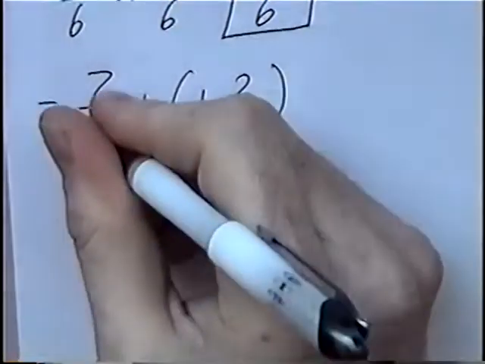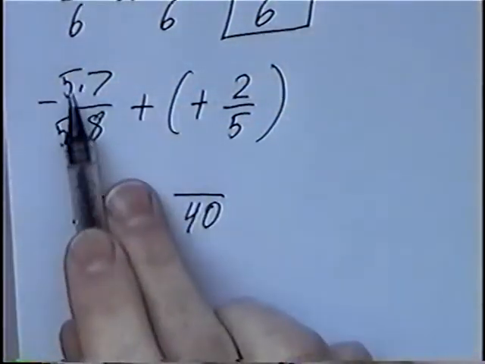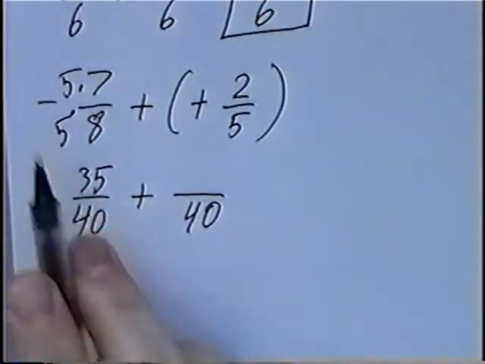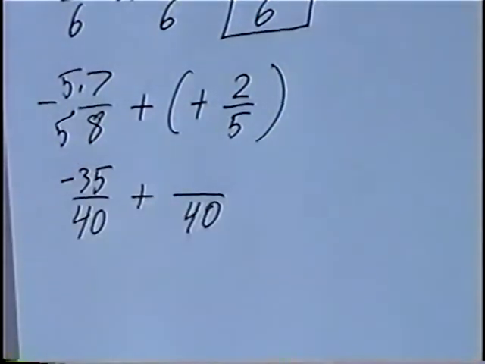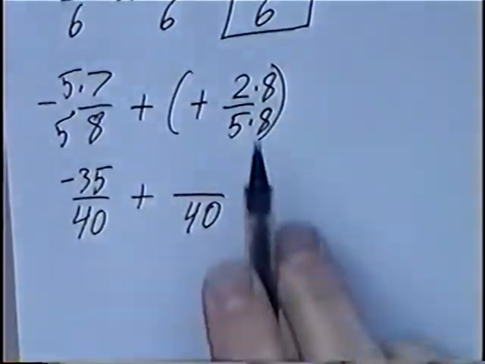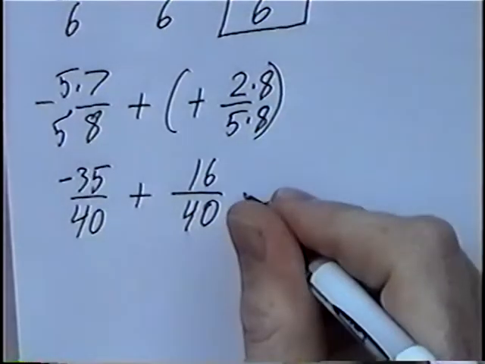So the first fraction we can multiply by 5. 5 times 7 would be 35. Since the fraction is negative, this would be a negative 35. And 5 times 8 would be 40. The second fraction we can multiply by 8. 2 times 8 would be 16. And 5 times 8 would be 40.